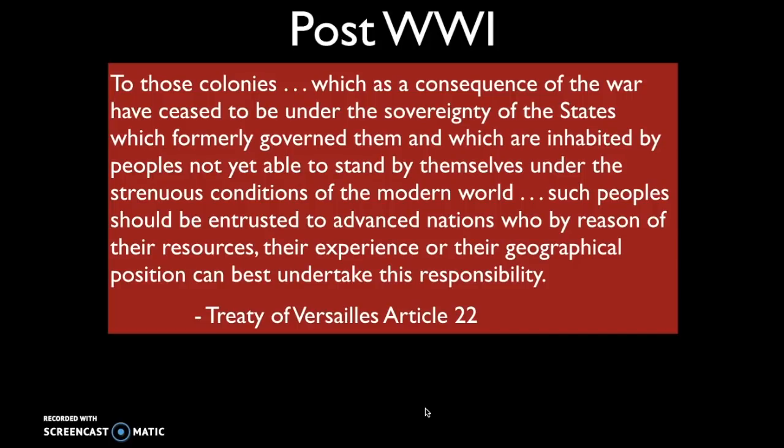To those colonies which, as a consequence of the war, have ceased to be under the sovereignty of the states which formerly governed them, meaning the Ottoman Empire, and which are inhabited by peoples not yet able to stand by themselves under the strenuous condition of the modern world. Oh, that's so paternalistic. Such peoples should be entrusted to advanced nations who by reason of their resources, their experience, or their geographical position can best undertake this responsibility. In other words, European powers will help those people that are helpless themselves. That's the thinking behind this. That's classic racism. That's classic social Darwinism.